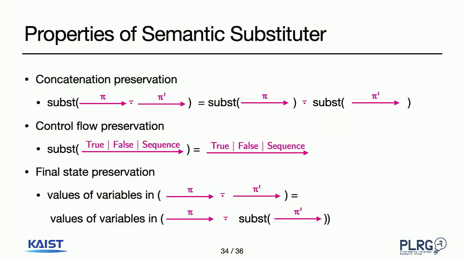There are some example properties of the semantic substitutor. First is concatenation preservation, which means the substitution of 2 concatenated traces is equal to the concatenation of the substituted traces. Second, control flow preservation means that substitution of a branch, loop, or sequence section is preserved. Next, final state preservation means that for any trace, the value of the variables at the end of the trace is equal to the value of variables in the substituted trace.